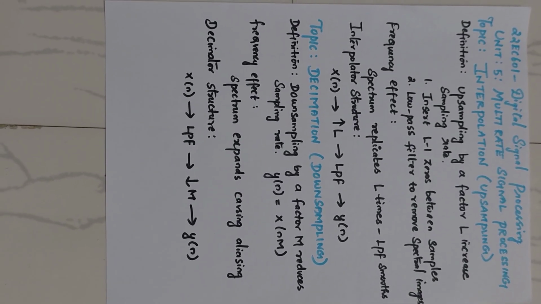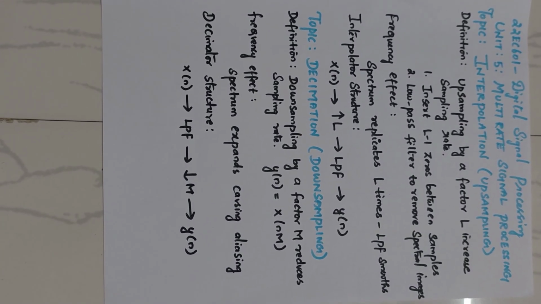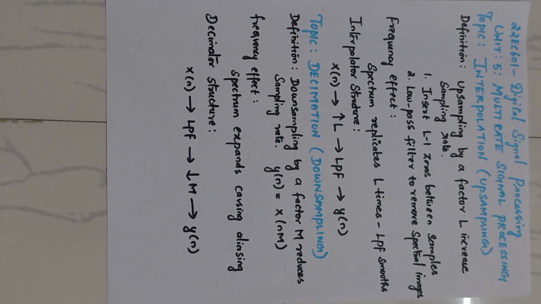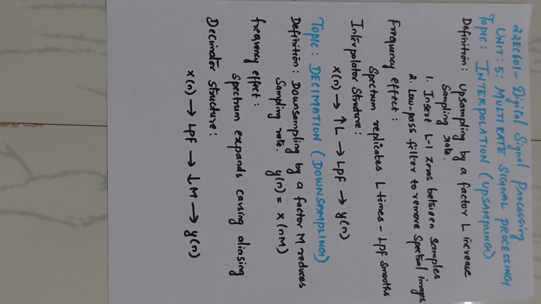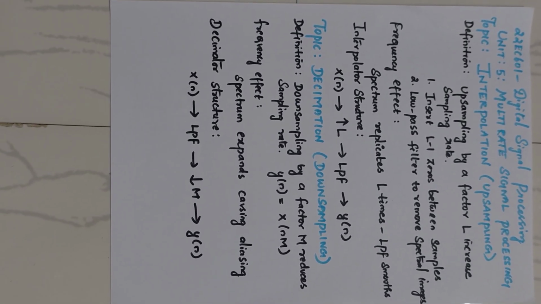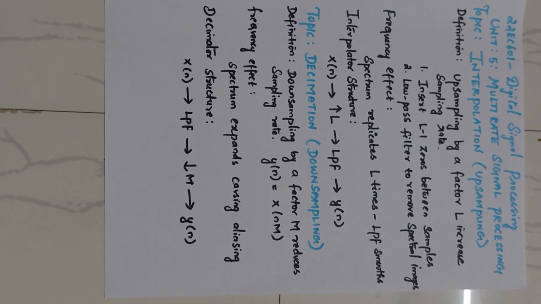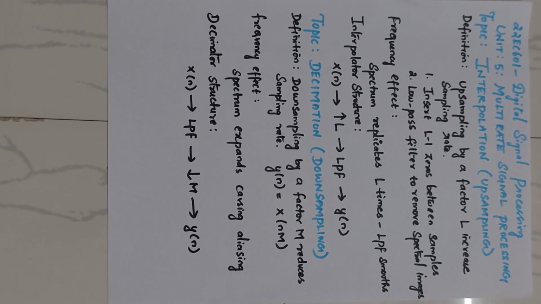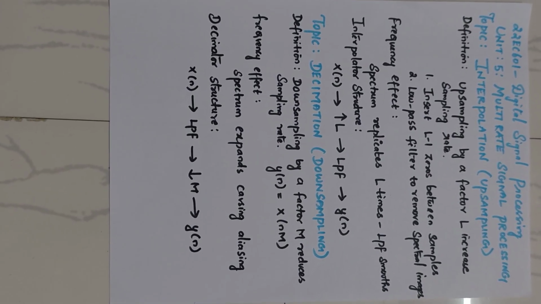First topic is interpolation. Definition: upsampling by the factor L increases the sampling rate. For example, upsampling by 2, where capital L is 2. Insert L minus 1 zeros between the samples. Then use a low pass filter to remove the spectral images. It's very important: we use a low pass filter in all the cases.